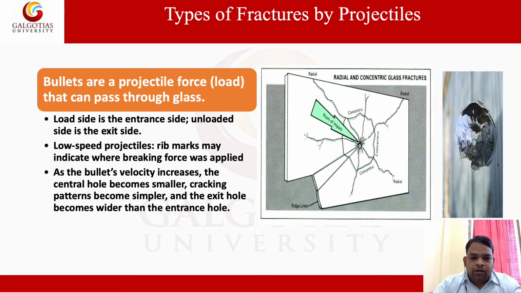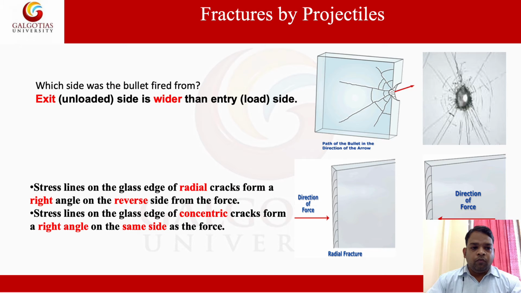As the bullet velocity increases, the center hole becomes smaller, the cracking pattern becomes simpler, and the exit hole becomes wider than the entrance hole. When a bullet is shot at a pane of glass, the load is a projectile. The load side is known as the entrance side, and the unloaded side is known as the exit side. The same cracking occurs and the same hole formation happens. When a static load is applied, however, as the initial velocity of the projectile increases, the central hole becomes smaller.